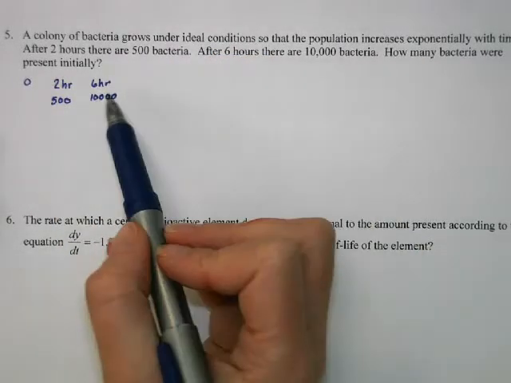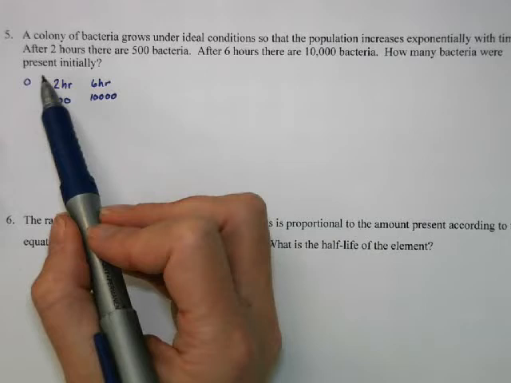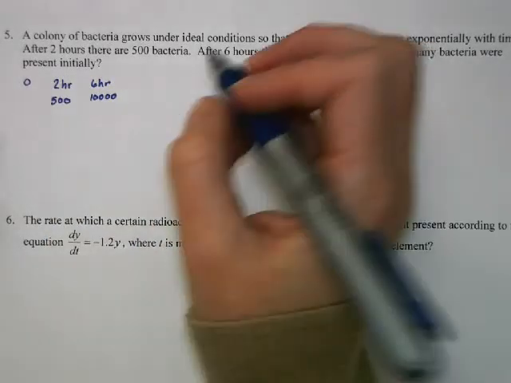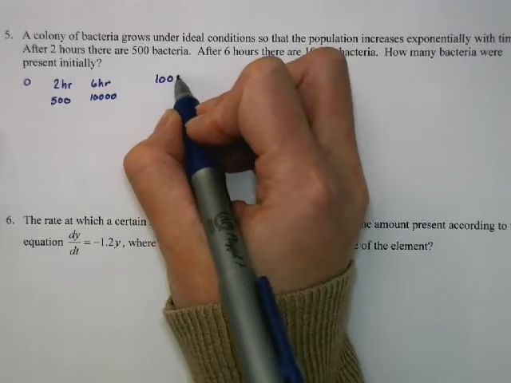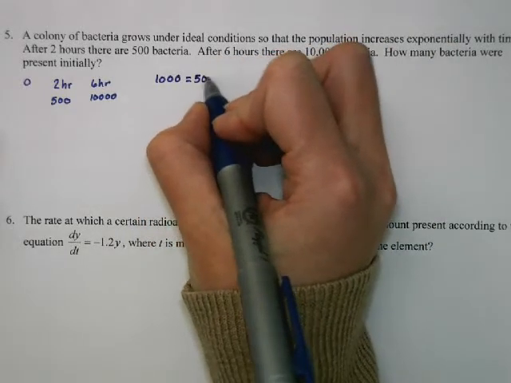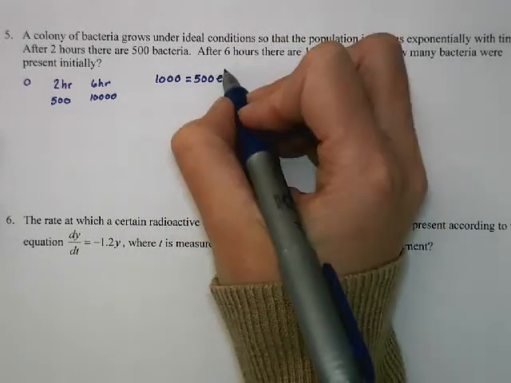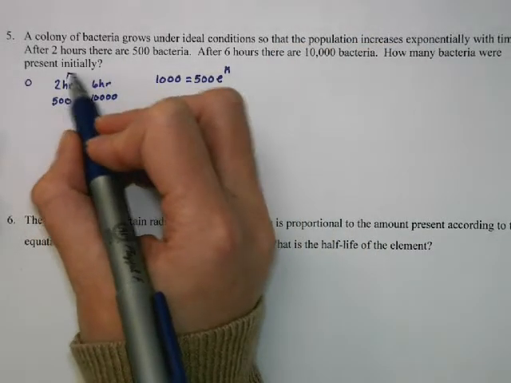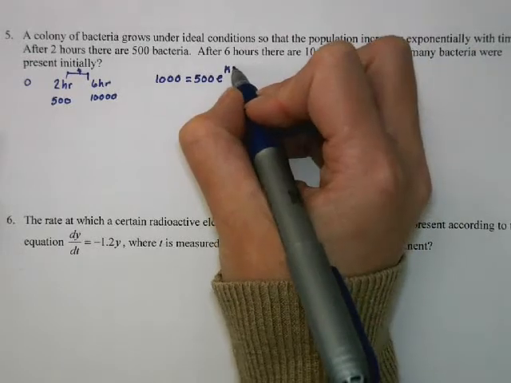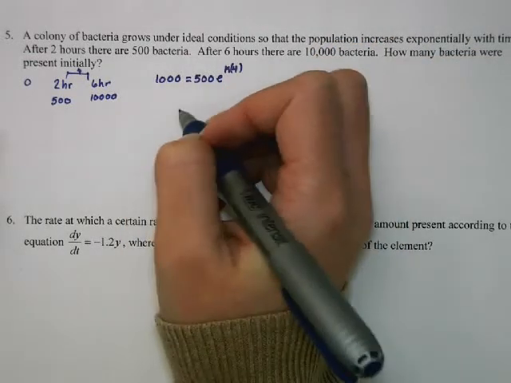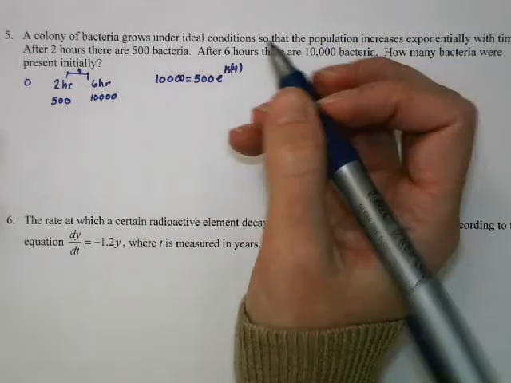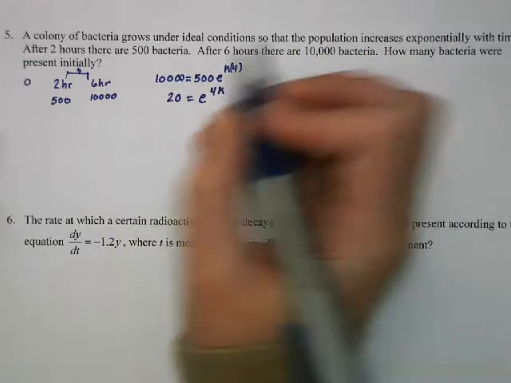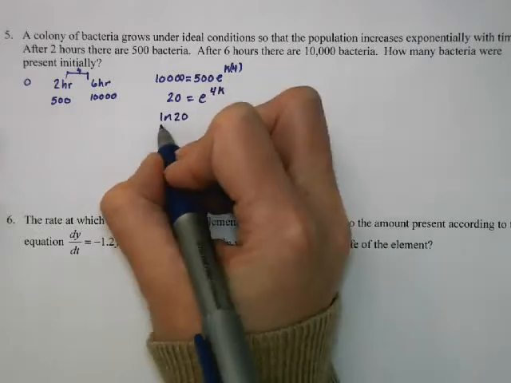We're trying to backtrack here. So what I'm going to do right now is just pretend that 2 is my initial one to get my k value. So I'm going to set 10,000 equal to 500 e to the k t. We're going to find our k. The time it takes to go from 500 to 10,000 is going to be 4. So we're going to take the natural log and then divide by 4, gives us our k.